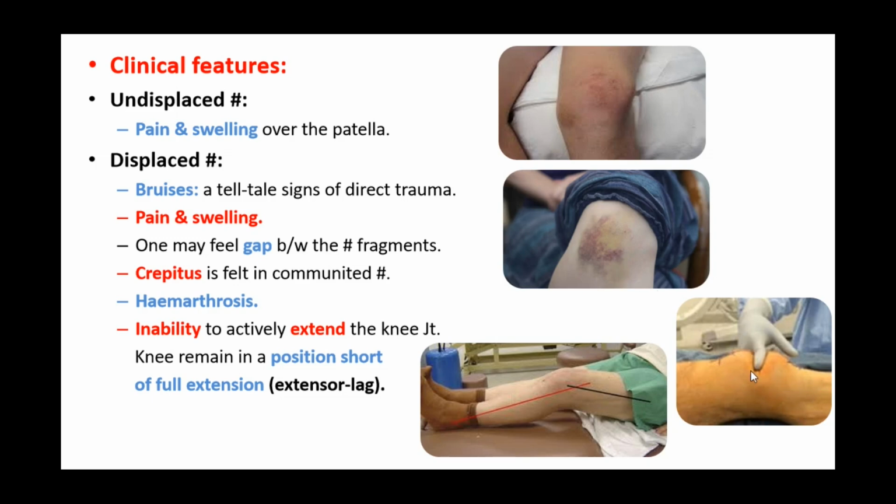As you can see here, the patella is divided into two equal parts and the doctor can palpate the gap. So it is a clear example of a two-part fracture. Crepitus is felt in a comminuted fracture because of the rubbing of the fracture fragments together. Hemarthrosis, which is the accumulation of blood inside the joint, is present, and the patient will not be able to actively extend the knee joint. There is an extension lag. The patient cannot fully extend the knee joint actively.